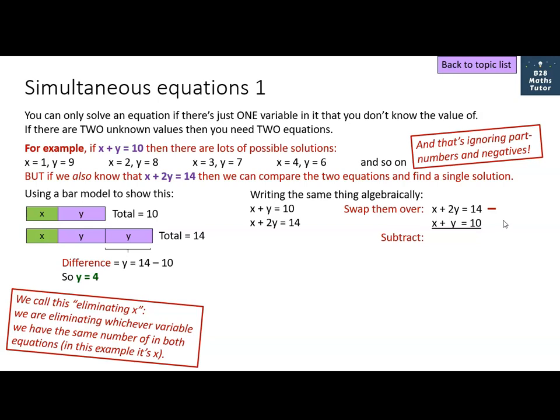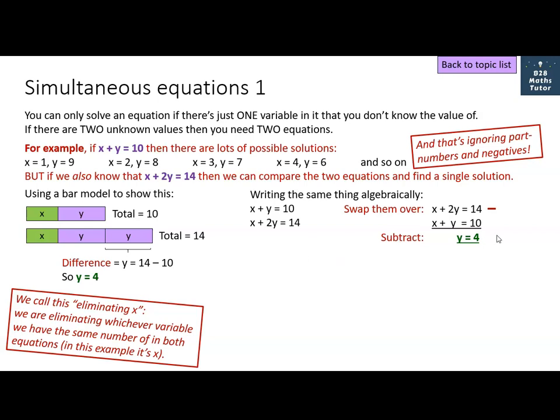Then we get rid of the x, because x minus x is 0. And 2y minus y is just y. And 14 minus 10 is 4. So you're left with just y equals 4. And we call this eliminating the x. So we're eliminating whichever variable we've got the same number of. So we've got 1x in this equation and 1x in this equation, so we can take them both out.